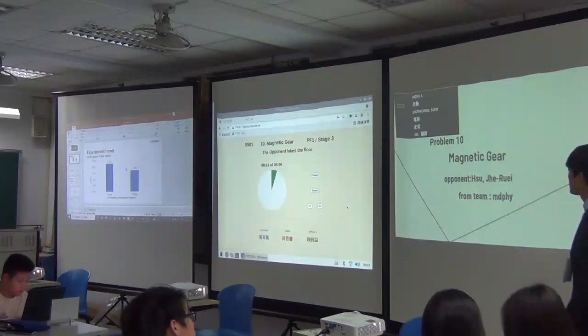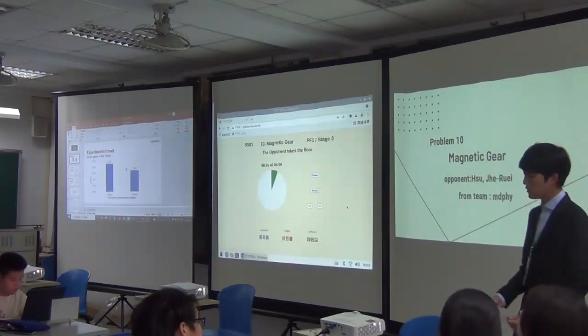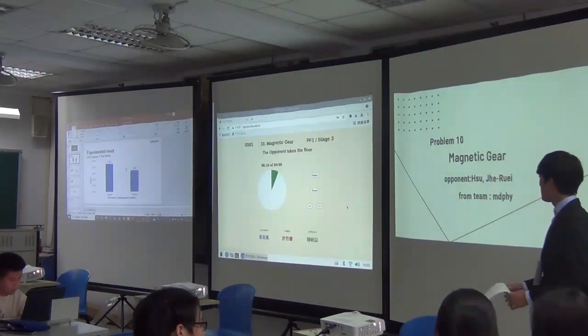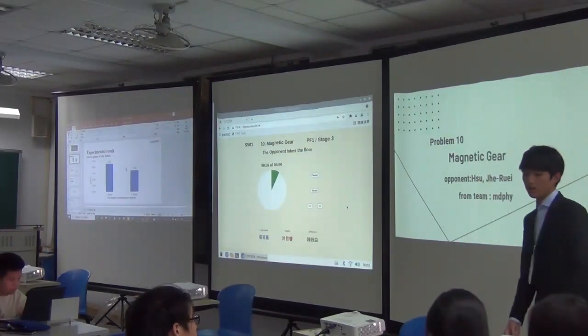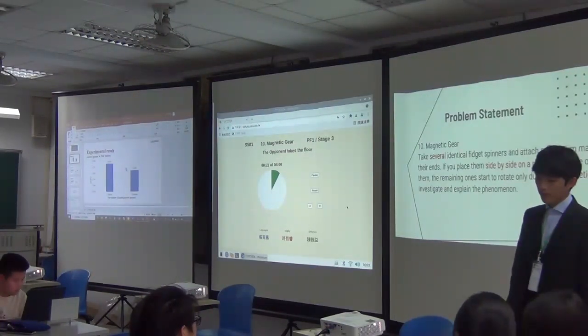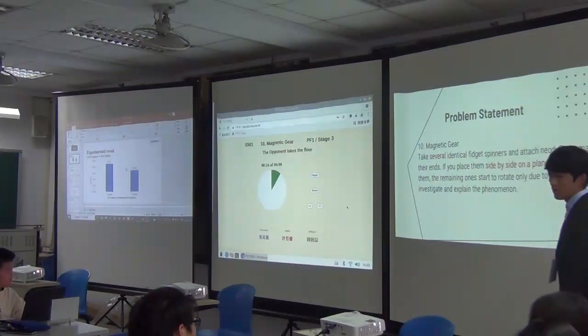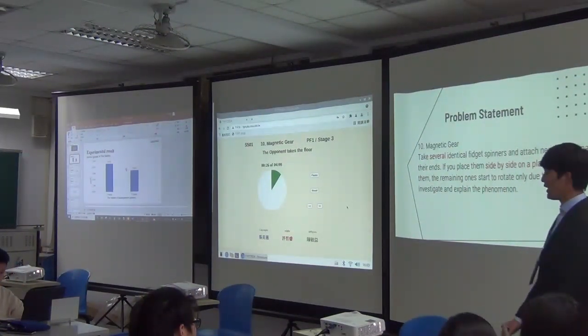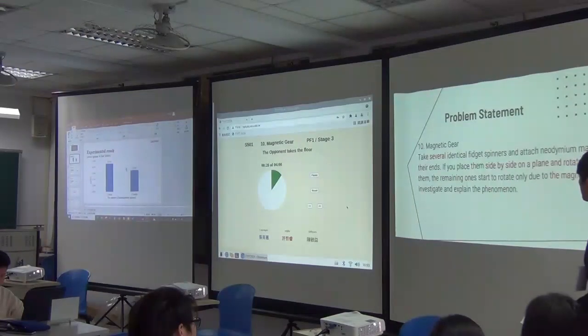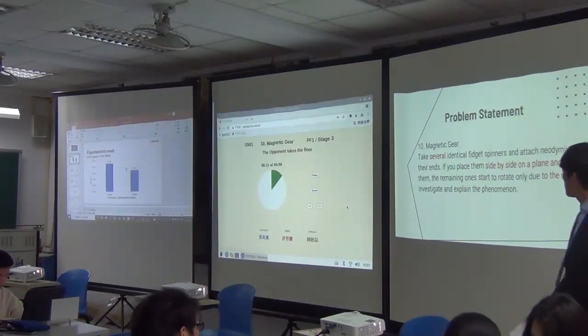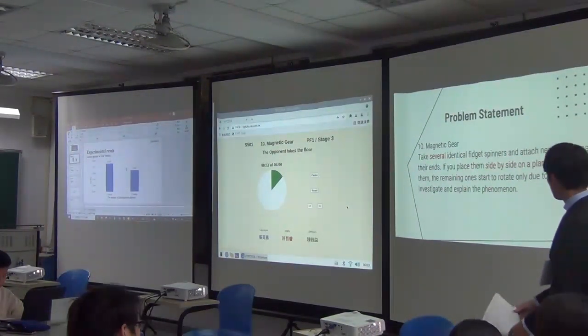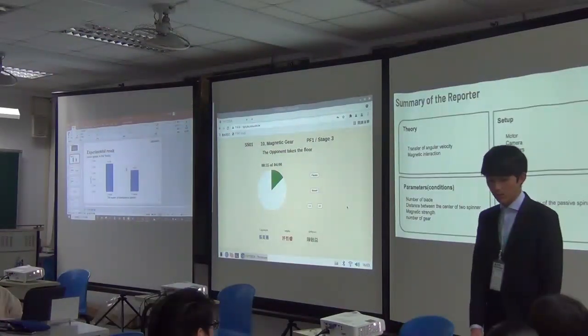Hello, this is an opponent from Team PF1. My name is Xu, and I'm going to be the opponent of problem 10, magnetic field. This is the problem statement. They are going to focus on several identical prisms side by side on a plane and rotate one of them, due to the magnetic field.